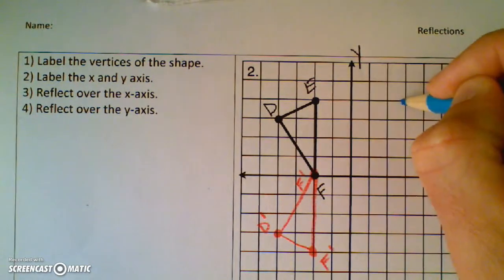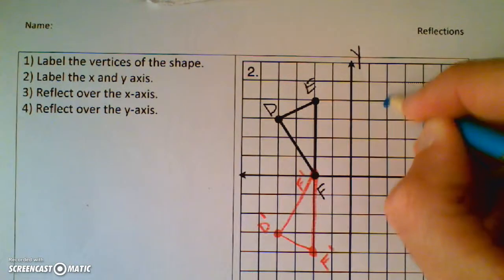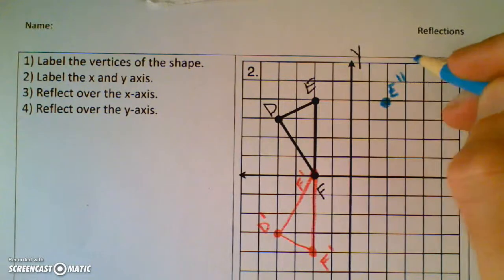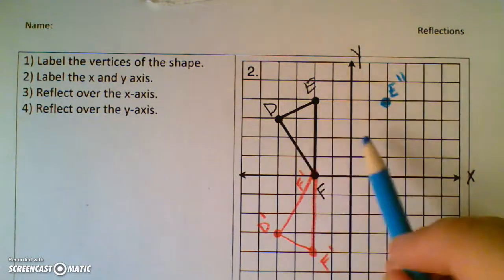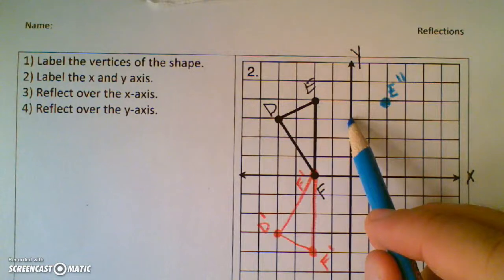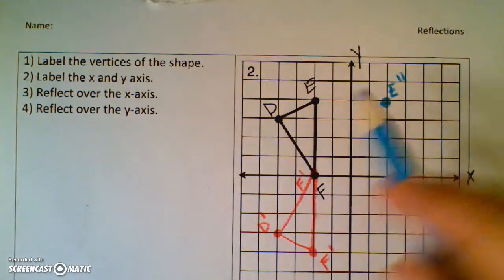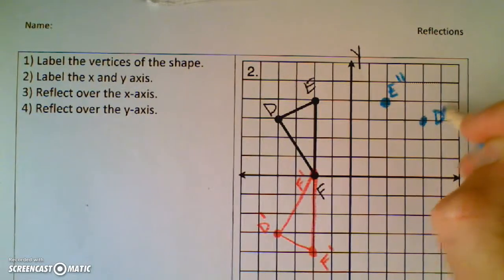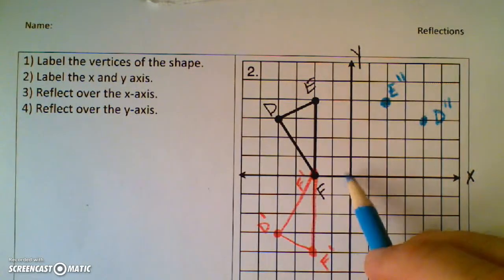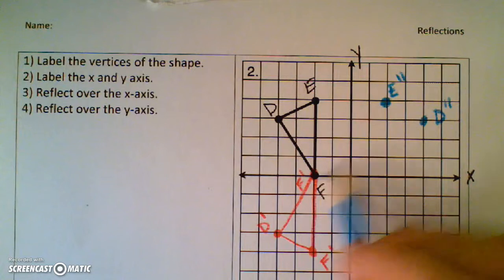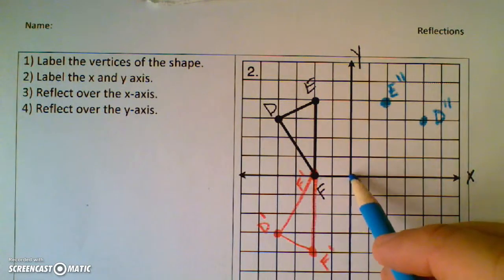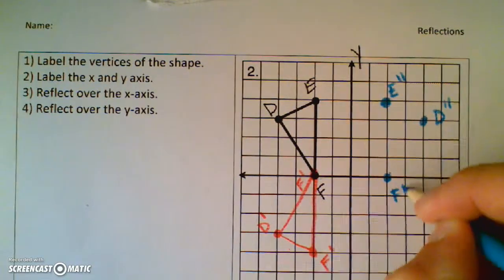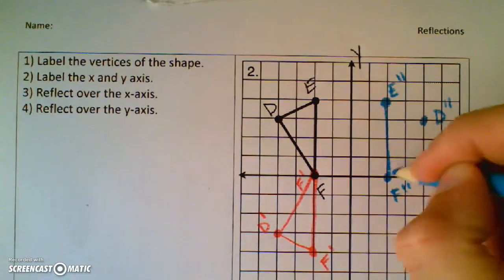So I'm going to count 2 spaces to the right. 1, 2. Starting in the center, 1, 2. That's E double prime. This is a different shape that I'm transforming. Here, D is from the center, 1, 2, 3, 4. So I'm going to count 1, 2, 3, 4. And then F is 2 spaces from that y-axis in the center. That's your line of symmetry. 2 spaces to the right. F double prime. And here's our triangle.